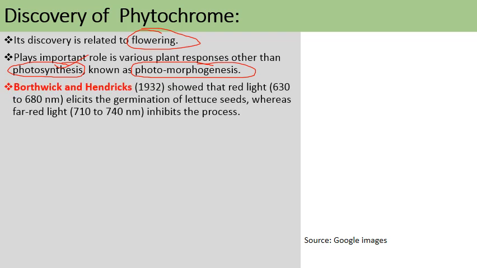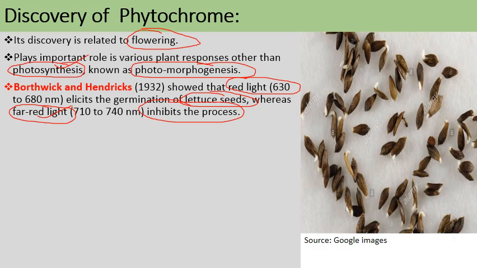So Borthwick and Hendricks in 1932 showed that red light, that is 630 to 680 nanometers, activates or stimulates the germination of lettuce seeds, whereas far-red light has an inhibitory effect on this process. So red light is responsible for the germination of lettuce seeds, while far-red light is inhibitory. और जो far-red light है वो inhibit करती है seed की germination को in lettuce seeds. This is a photograph of lettuce seeds which are germinating.